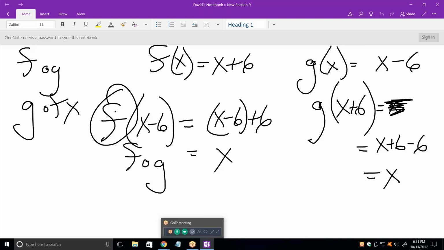Yeah. So when f of g is equal to x, and when g of f is equal to x, then you can say g of x is the inverse of f of x, and f of x is also the inverse of g of x. That is the definition of inverse. When you take f of g, you've got to get x. And when you take g of f, you've got to get x. If you don't, they are not inverses of one another. Period.